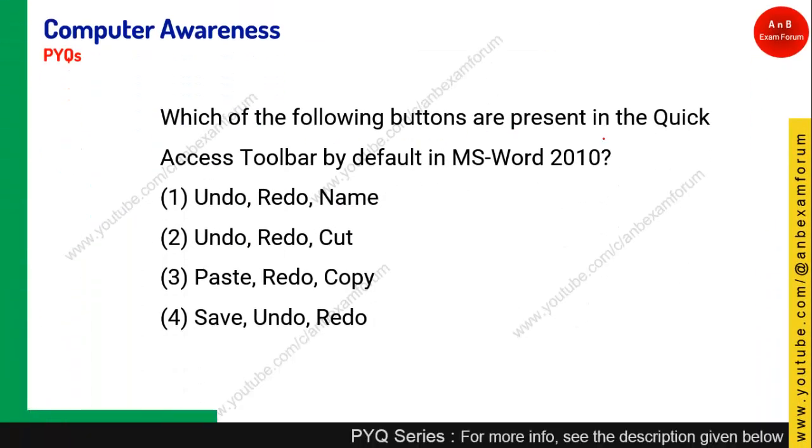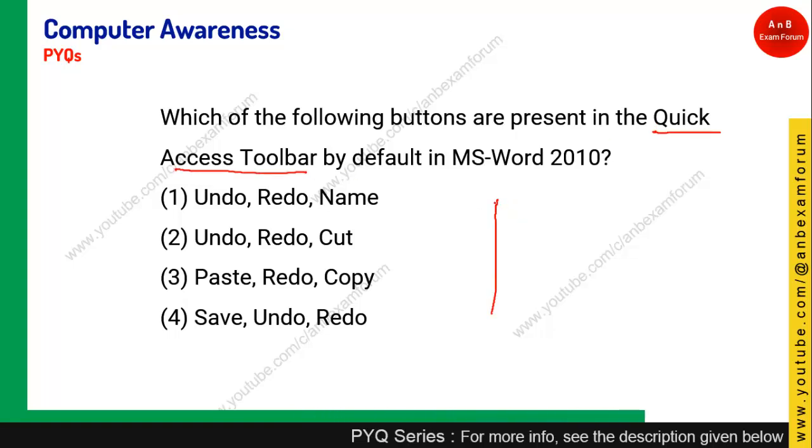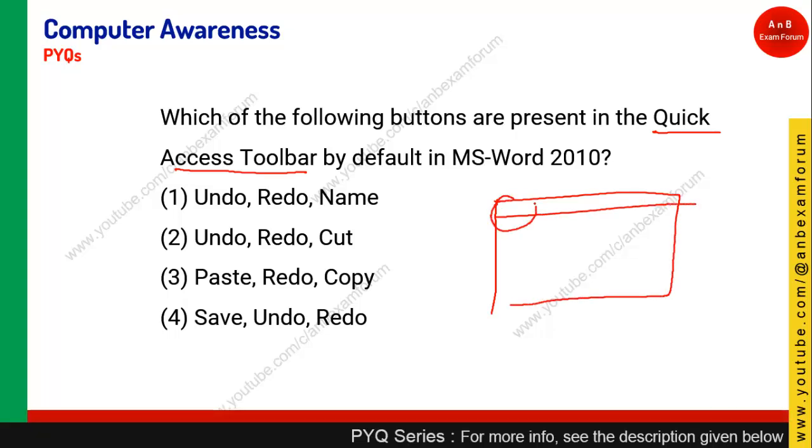Coming to the next question, which of the following buttons are present in the quick access toolbar? As I told you many times, the quick access toolbar is present in the title bar on the left side, in the upper left corner. These are the options placed in the quick access toolbar: save, undo and redo. Just see your toolbar here. There will be some small symbols like undo, redo and save. This can be manipulated, but the default options are these only.